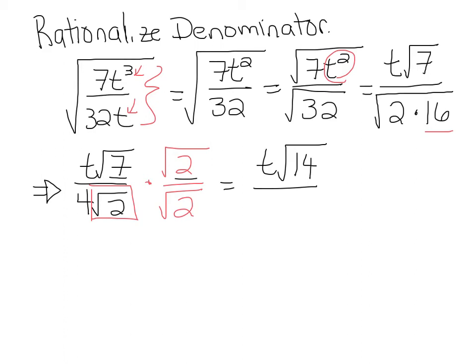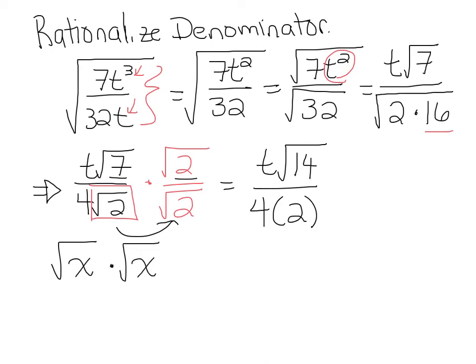And on the bottom we have 4 times the square root of 2 times the square root of 2, which is just 2. Remember that whenever we take the square root of anything, say x, times the square root of that same thing, we're just left with the number that's under the radical. So the square root of 2 times the square root of 2 is just 2. Lastly, we can take 4 times 2 and multiply these two together.